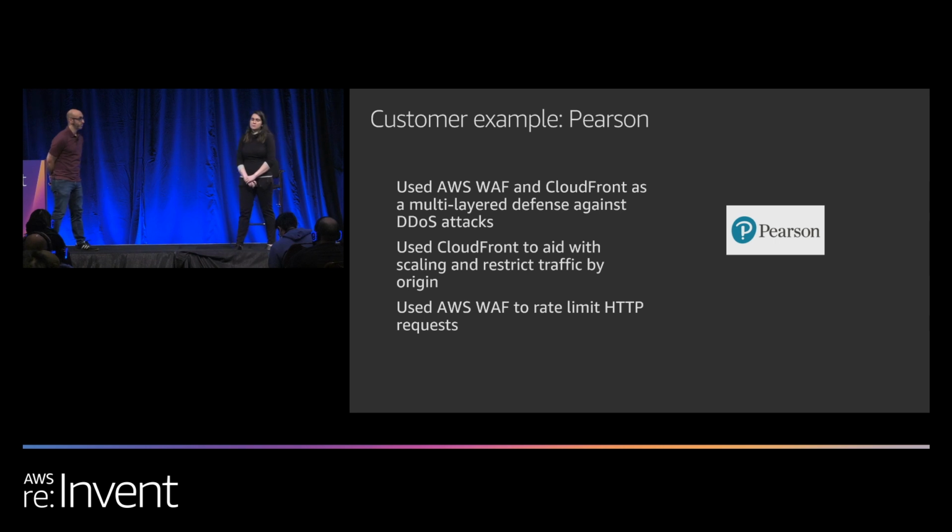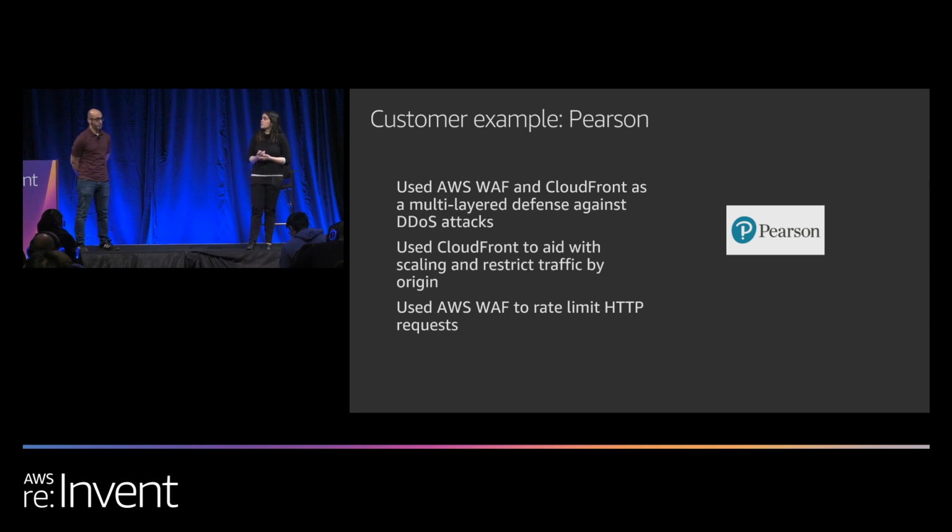And so we can take a look at an example of a customer who did something very similar to that. In this particular example, we have a customer, Pearson. They actually used a multi-layered security approach with CloudFront and WAF as a way to secure against and mitigate against DDoS attacks. So on the one hand, they did use CloudFront to aid with their scaling. And similar to what Paul just mentioned, they did use the globally distributed geography of CloudFront in addition to policies that let them block by geolocation so that they could make sure that they were limiting traffic to just the geolocation where the application was hosted. In addition to that, they also used a WAF to rate limit the HTTP requests themselves. And so we're going to go over an example here that is very similar to something that they did.